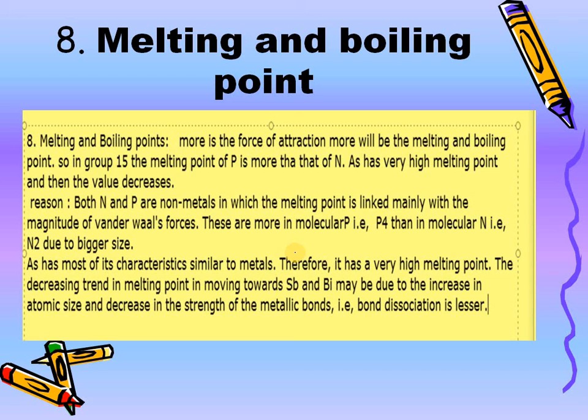The reason is that both nitrogen and phosphorus are non-metals, in which melting point is linked mainly with the magnitude of van der Waals forces. These are more in molecular phosphorus, that is P4, than in molecular nitrogen due to the bigger size of phosphorus and the smaller size of nitrogen. Arsenic has most of its characteristics similar to a metal because it's a semi-metal, therefore it has a very high melting point. The decreasing trend in melting point moving from antimony to bismuth is because, due to the increase in atomic size, the strength of the metallic bond decreases and bond dissociation is lesser, therefore the melting point decreases.